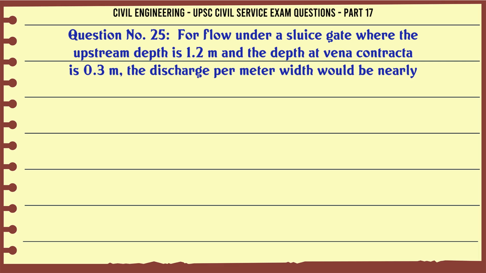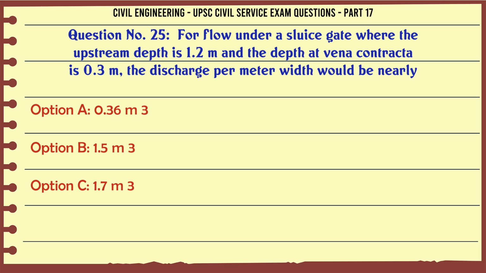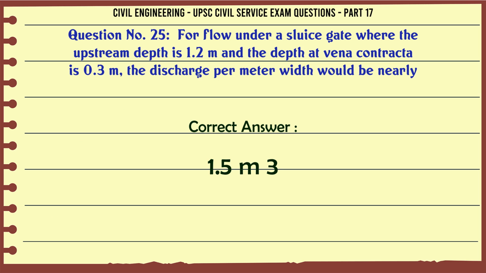For flow under a sluice gate where the upstream depth is 1.2 m and the depth at vena contracta is 0.3 m, the discharge per meter width would be nearly A. 0.36 m³, B. 1.5 m³, C. 1.7 m³, D. 4.0 m³. The correct answer is 1.5 m³.